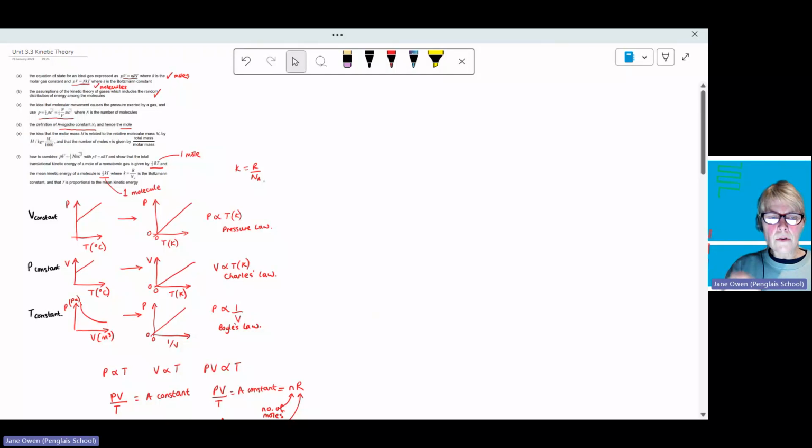We'll see how that relates into a Unit 3 paper when we run through a Unit 3 paper in the live session, and there'll be a question on the kinetic theory of gases.